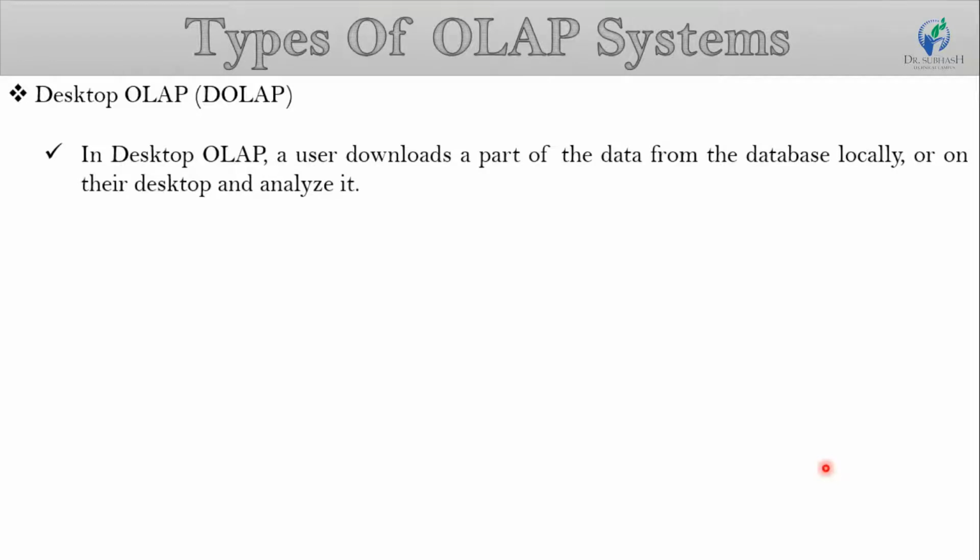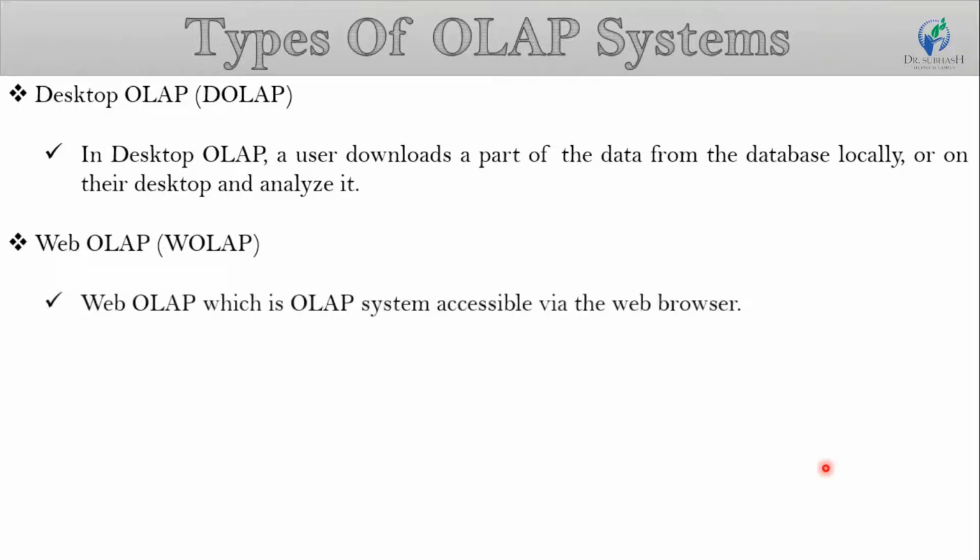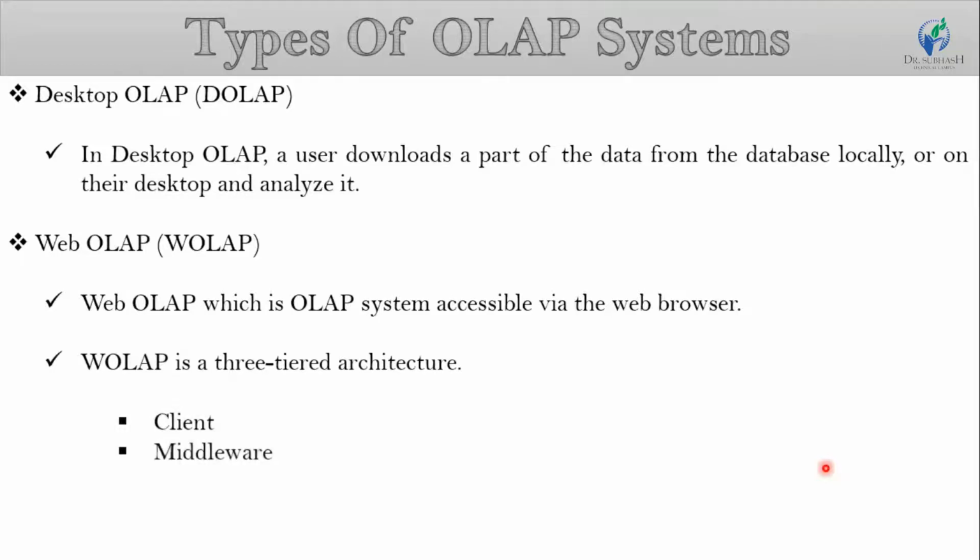Now, the next OLAP is Web OLAP, or we can say WOLAP. Web OLAP is an OLAP system accessible via a web browser. Web OLAP is a three-tier architecture. It consists of three components: client, middleware, and database server.